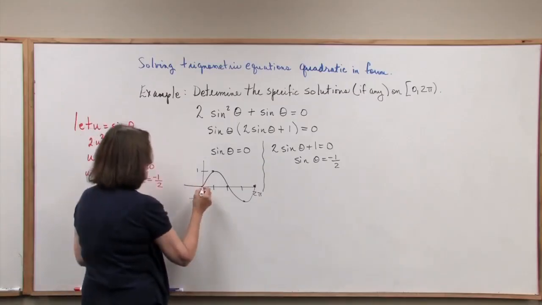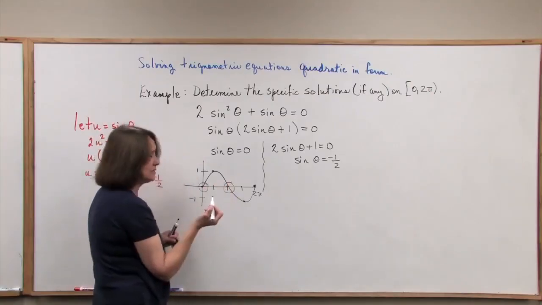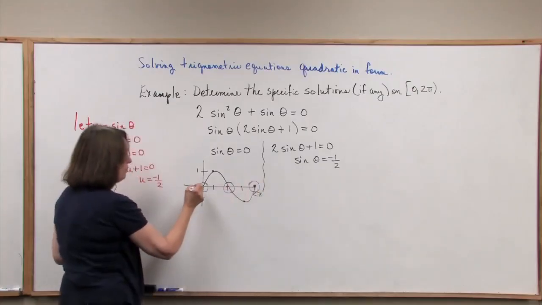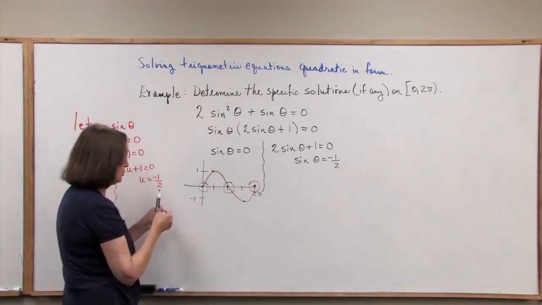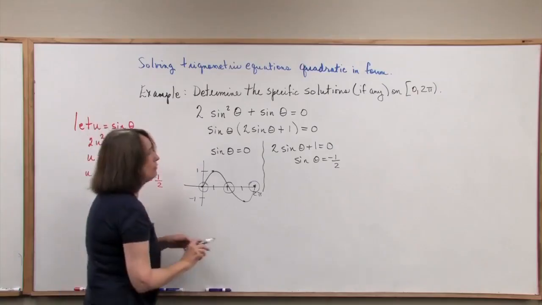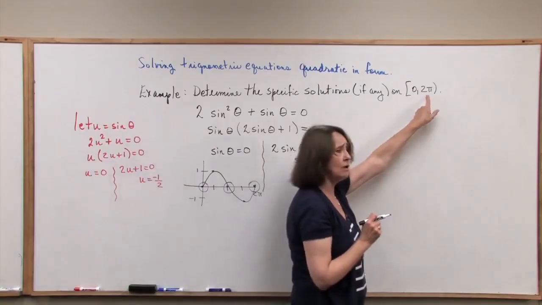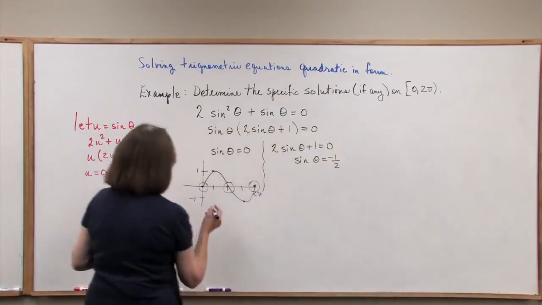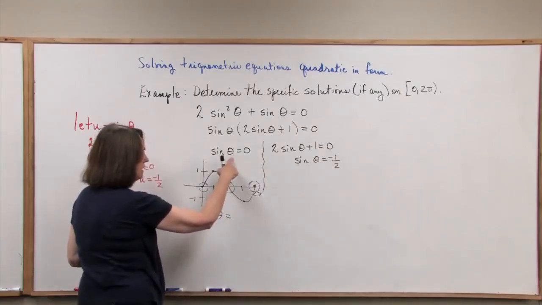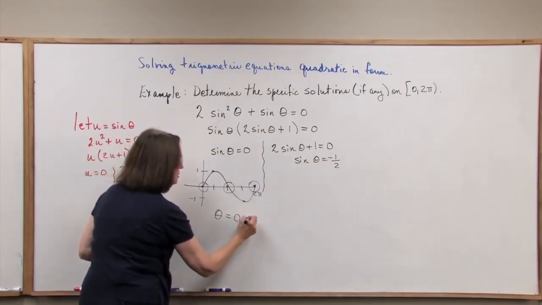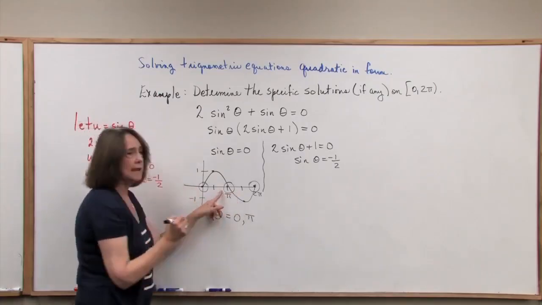Looking at the x-intercepts, the sine function is 0 at 0, pi, 2 pi, 3 pi, 4 pi, and continues. But we only want the solutions from 0 to 2 pi. Notice we do not want to include 2 pi. So for this equation, sine theta equals 0, we have two solutions, at 0 and at pi.